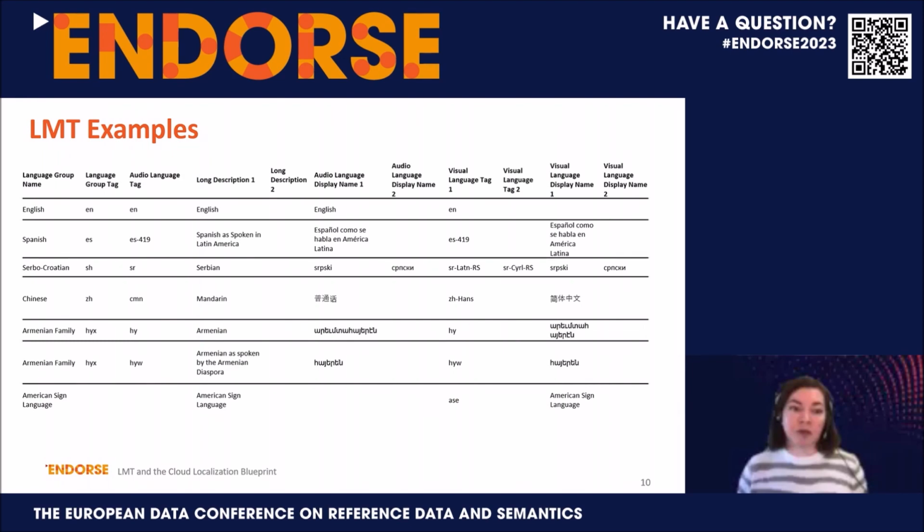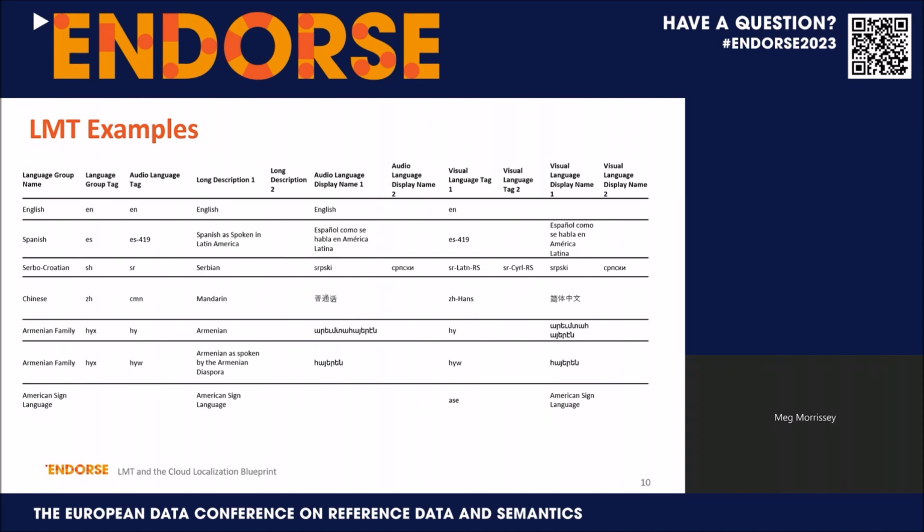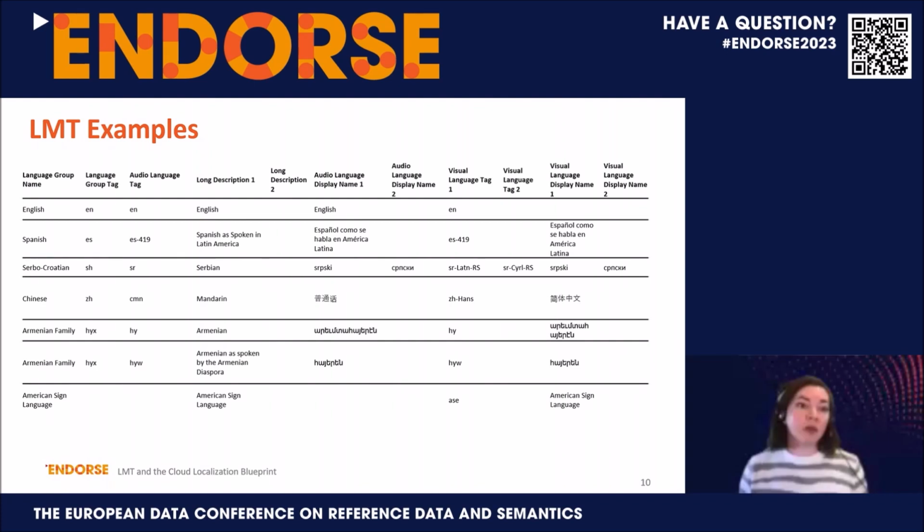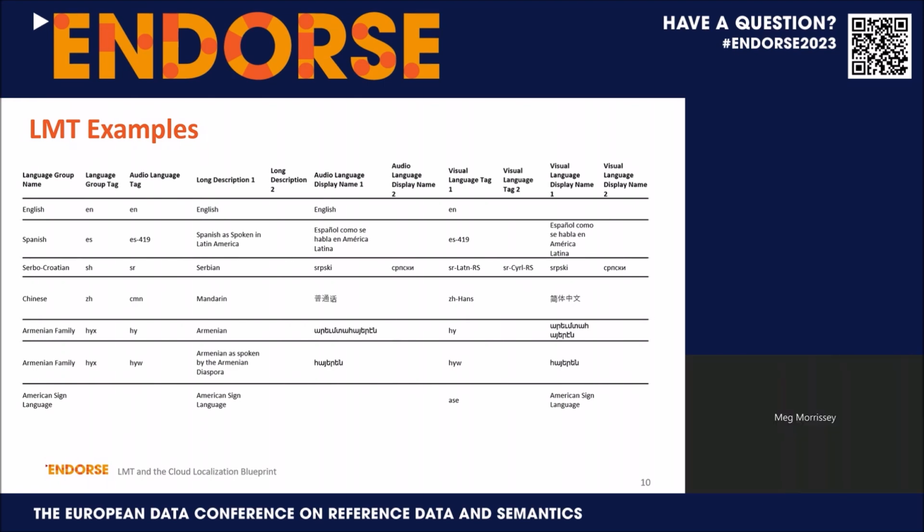You can see the breakdown of this code. This example is ES-419. So that is ES, which is the ISO 639 code for Spanish, and 419, which is the UN's code for Latin America. And we put in Serbo-Croatian as an option here so that you can see how we include both the Latin and Cyrillic as options for those display names for the tags.